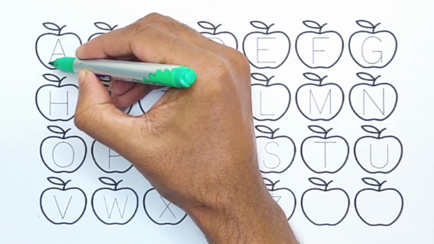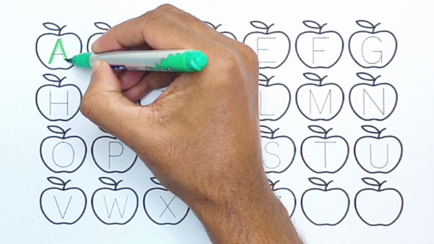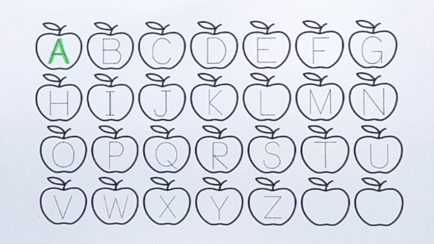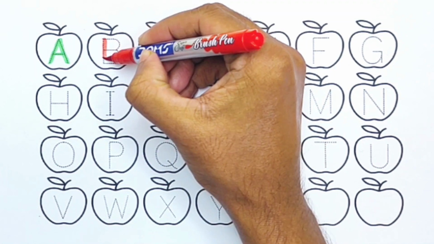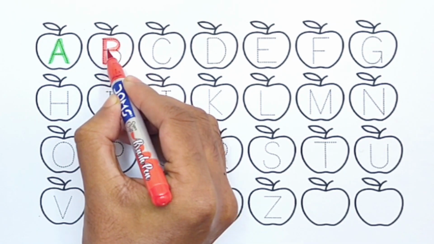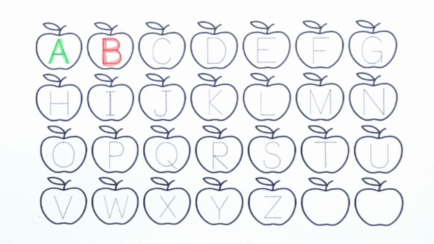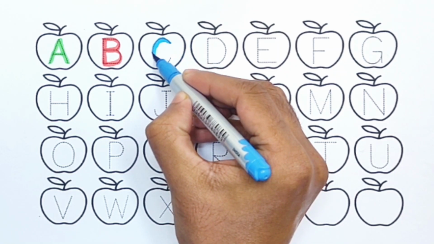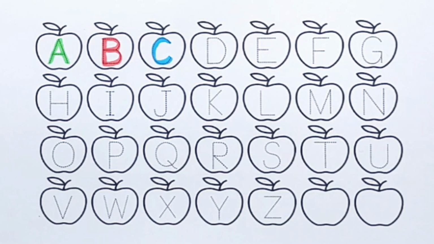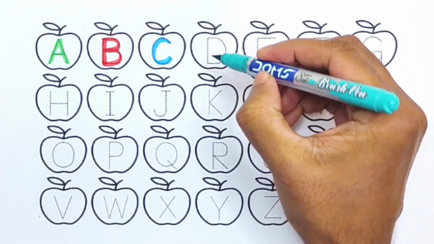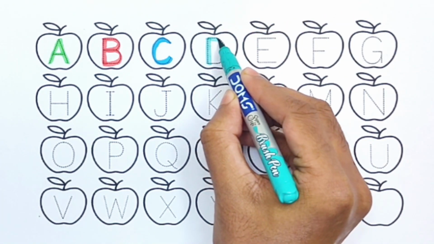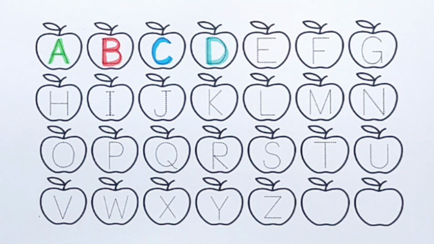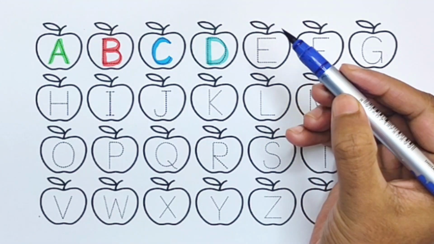Light green color. A for apple, red color. B for banana, sky blue color. C for cat, sea green color. D for dog, blue color.